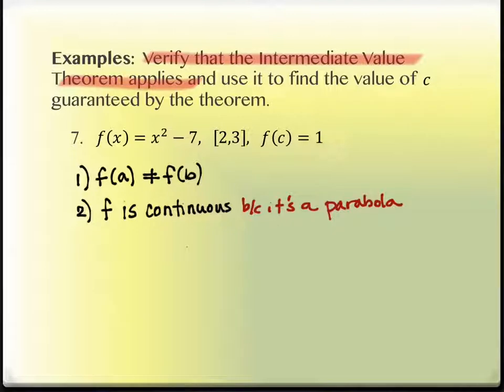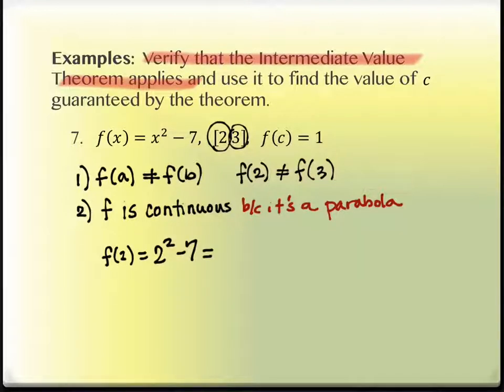All right, the second one, f(a) and f(b). That's these endpoints here. I need to make sure that f(2) and f(3) are not equal. That's what I have to show. I can't just say it either. I wrote it down right now, but I need to show it. So I need to figure out what f(2) is. Well, it should be 2 squared minus 7. What is that? It's negative 3. Good. And I have to do f(3). So that's 3 squared minus 7. Yep, and that's 2. And these are, in fact, not equal. Okay? So those two pieces tell me that the Intermediate Value Theorem applies.